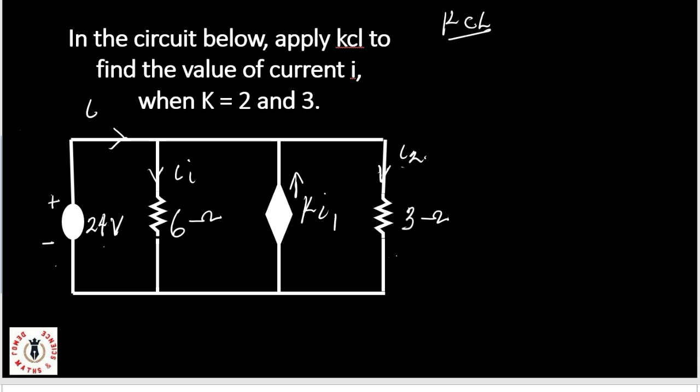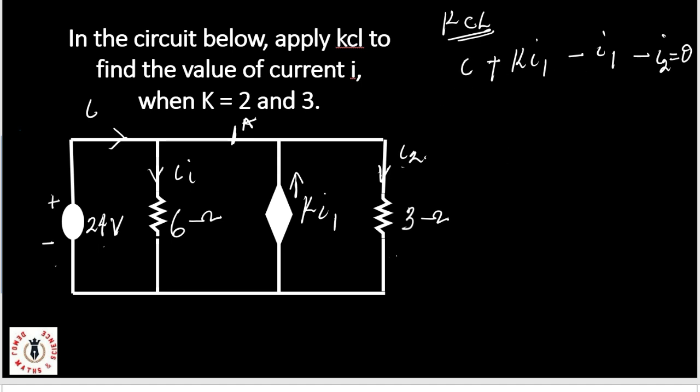Now from KCL, I know that my I is entering a node. Let's call this node A. My I is entering node A plus my kI1 also entering node A minus my I1 leaving node A minus my I2 leaving node A is equal to 0. Now that's from KCL.